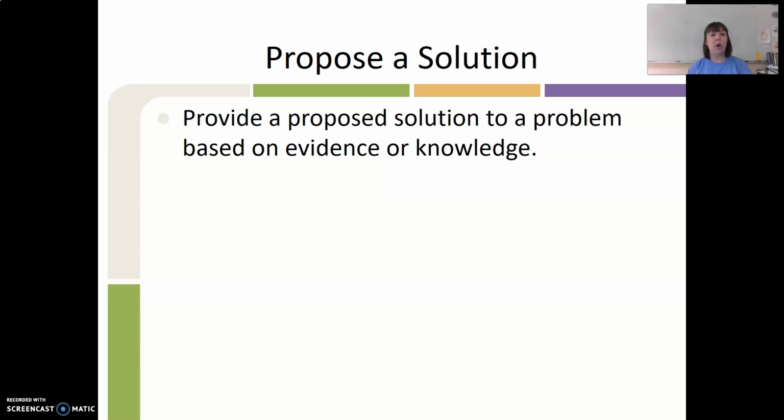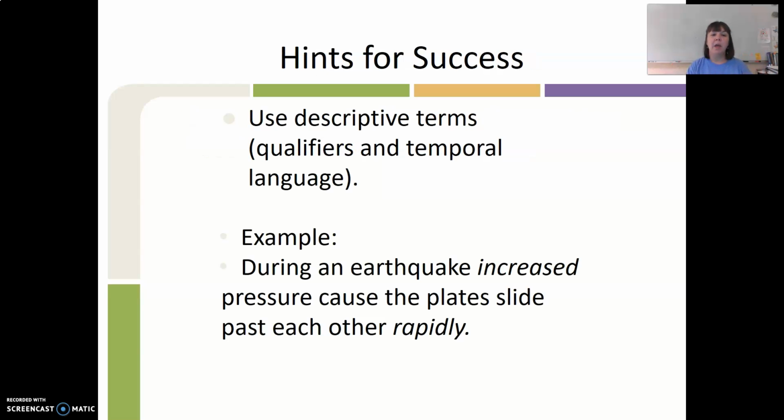Propose a solution. How could we stop deforestation? You need to use evidence and knowledge. Obviously, talking about Megatron coming and blowing up everybody is not a solution that's legitimate for environmental science. So it needs to be based on evidence and knowledge of the situation. So propose a legitimate solution and then describe that and back it up.